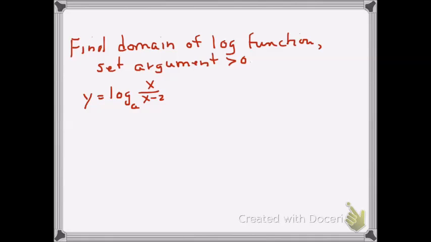The equation for that is x equal to 0. To find the domain of a log function, we want to guarantee that the argument, whatever we're taking the log of, is something that is positive or greater than 0. For example, if I have the function y equal log base a of x over x minus 2, then x over x minus 2 must be greater than 0.